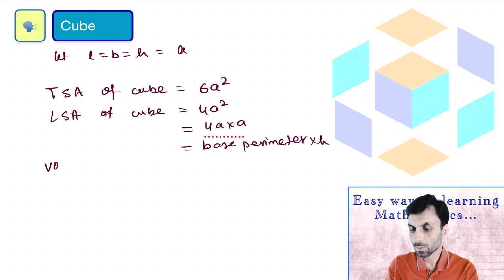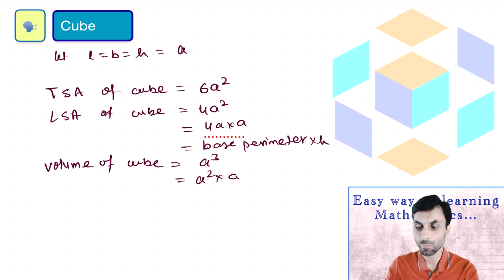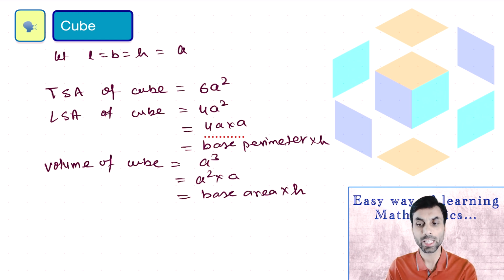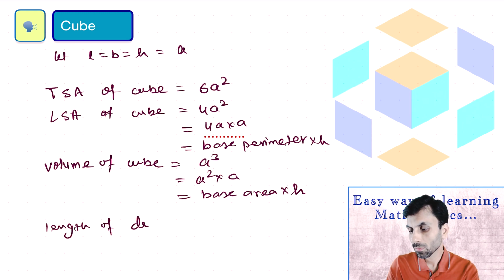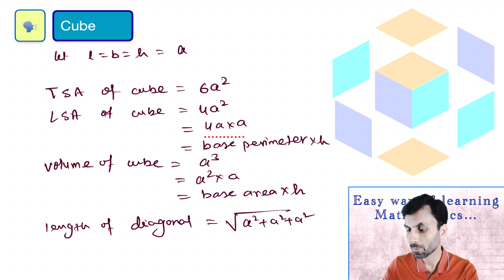Then when we talk about the volume of a cube, it will be equal to A cube, and we can write it as A square into A, which is also base area into height, as here the height is nothing but the edge length, which is A. And if you talk about the length of the diagonal, it will be equal to the square root of L square plus B square plus H square, that means A square plus A square plus A square, which is equal to root 3 A square, and then we can write it as root 3 times A.